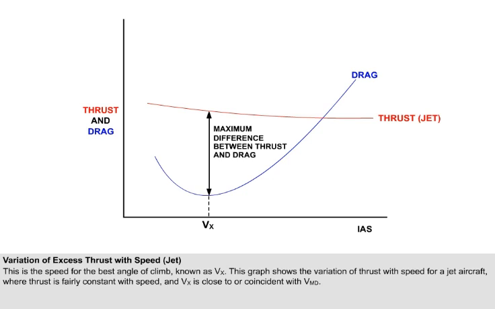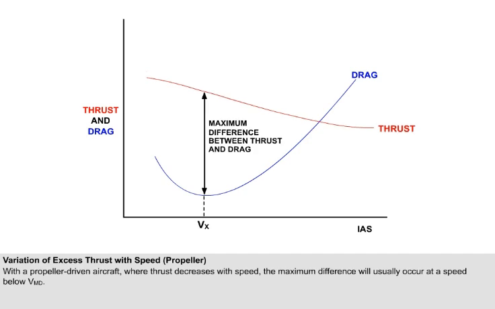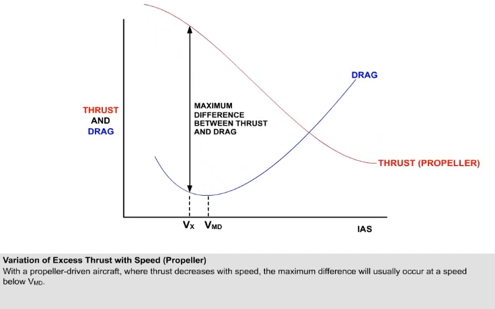This graph shows the variation of thrust with speed for a jet aircraft, where thrust is fairly constant with speed, and Vx is close to or coincident with Vmd. With a propeller-driven aircraft, where thrust decreases with speed, the maximum difference will usually occur at a speed below Vmd.